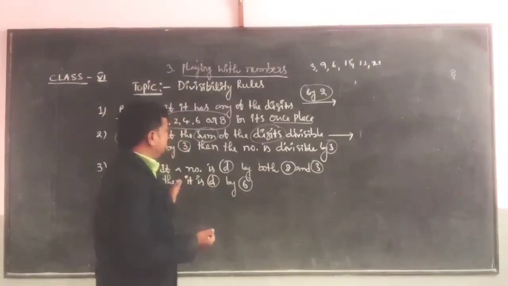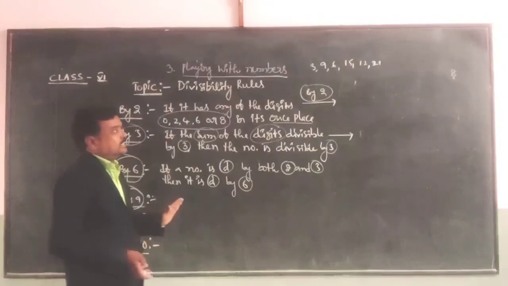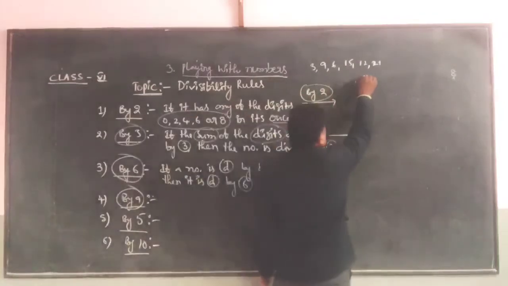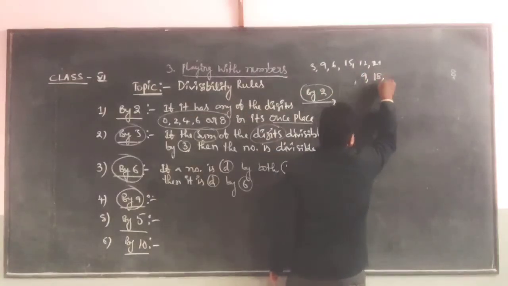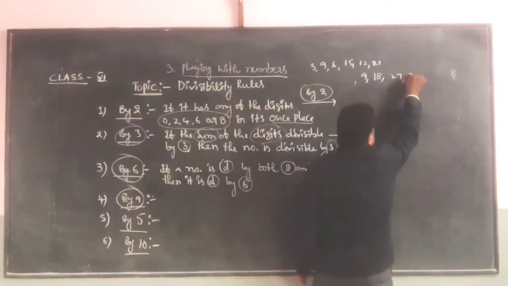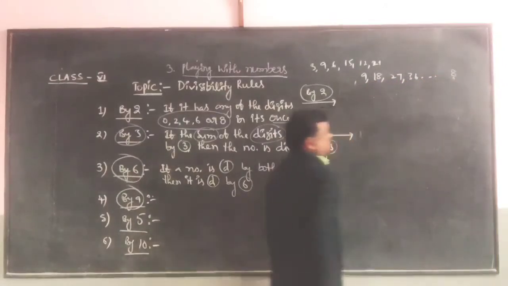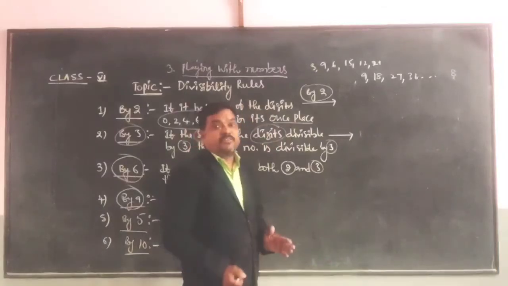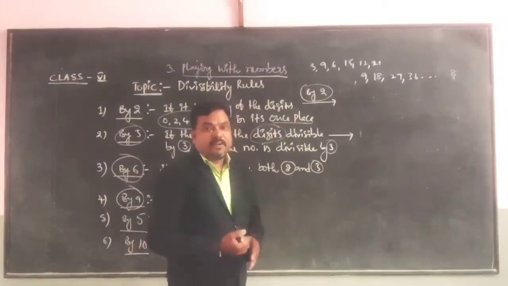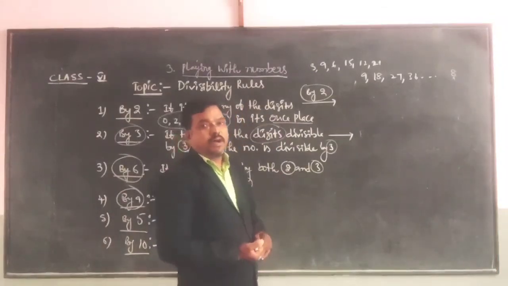Here also we just have to add all digits, but the sum should be a multiple of 9, like 9, 18, 27, 36, and so on. If the sum is a multiple of 9, then the given number is also divisible by 9.